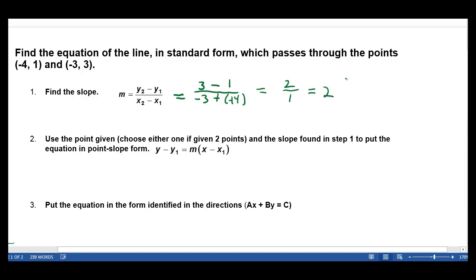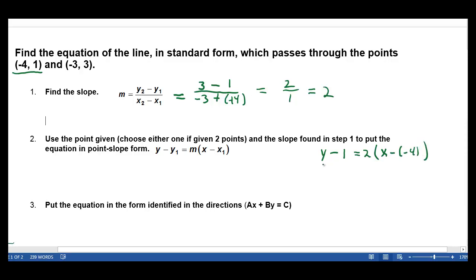Step number 2, use the point given. Since we have 2 points, we can choose either one. So I'm going to choose point number 1 and the slope found in step 1 to put the equation in point-slope form, which is y minus y sub 1 equals m, the slope we found in step 1, times the quantity x minus x sub 1. So we have y minus 1 equals the slope, which is 2, times the quantity x minus x sub 1, so that's x minus -4.